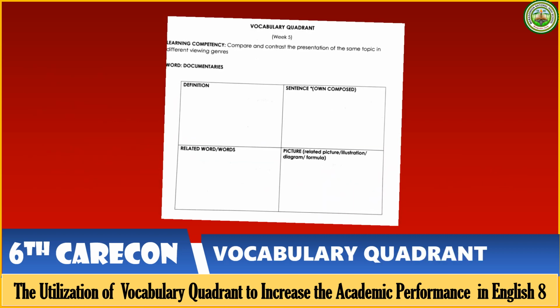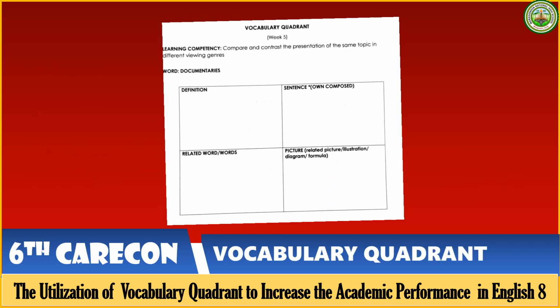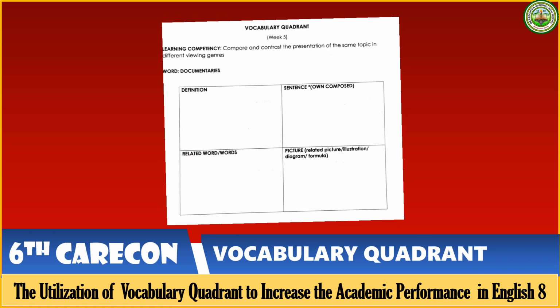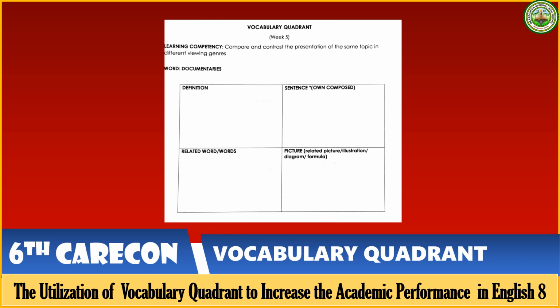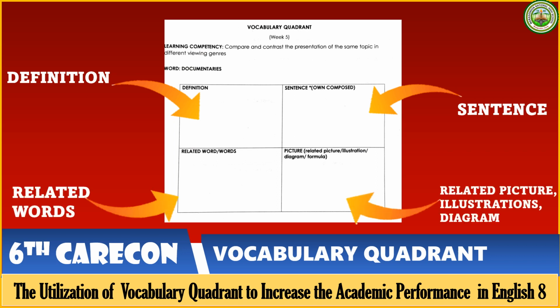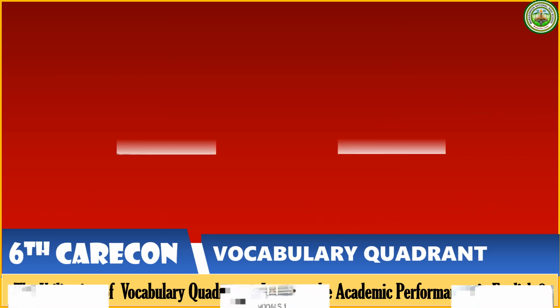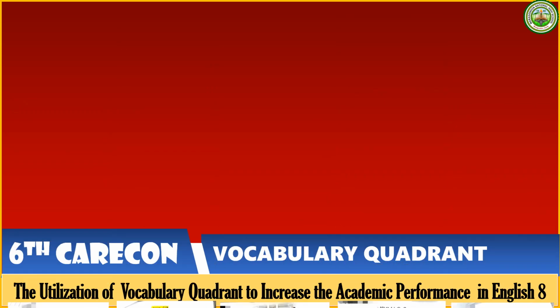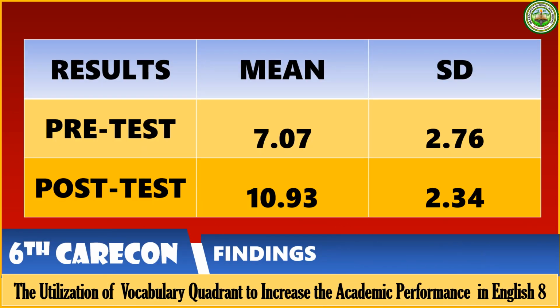Vocabulary Quadrant is a tool that can be used before, during, and after the lesson. Difficult words will be given for them to unlock during the discussion. Students will give their own definition of the words, use them in their own sentences, give related words, and if possible, provide related illustrations, diagrams, pictures, and formula. Students were given the same set of tests before and after the utilization of Vocabulary Quadrant.